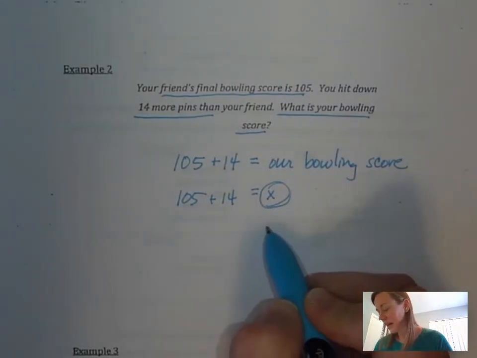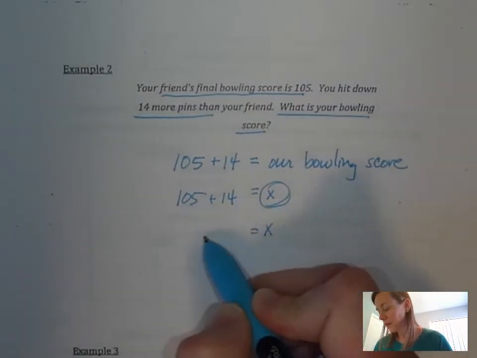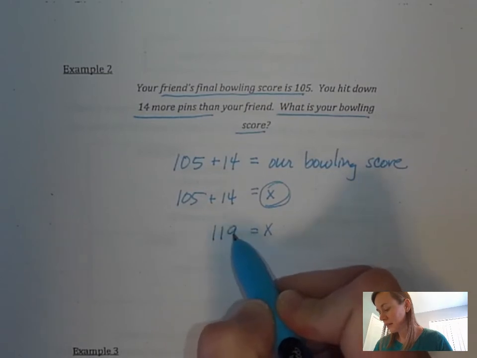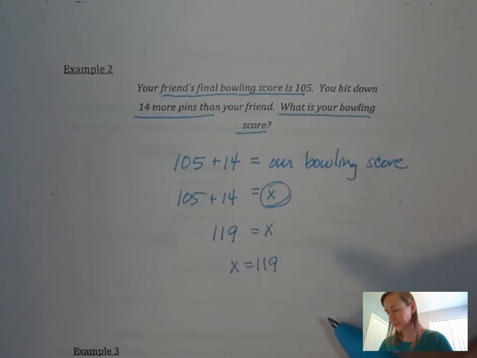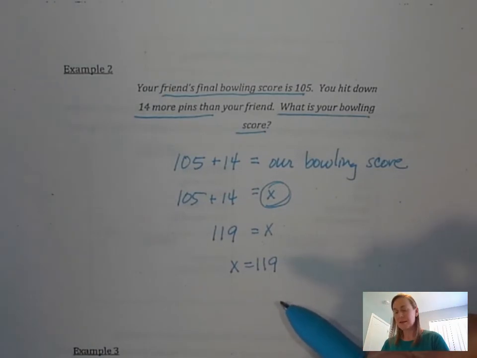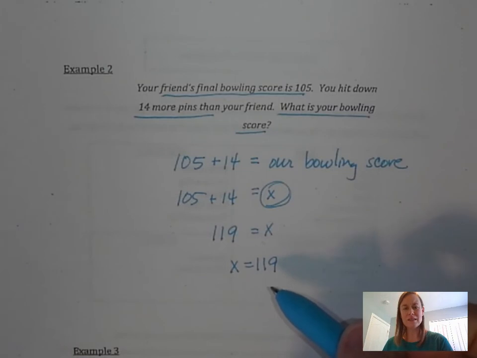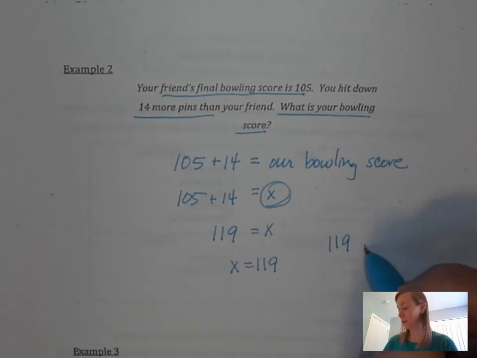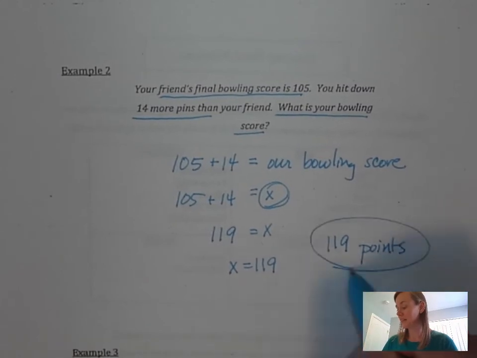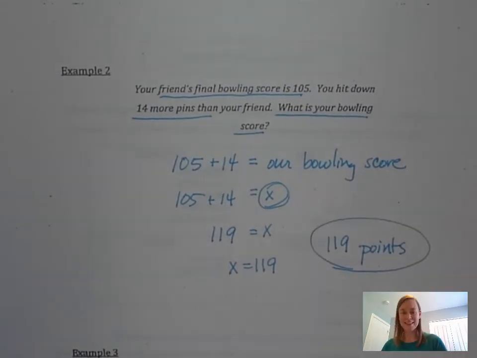It looks like x is going to equal 119. And if you want to, you can write it this way around. It doesn't matter to me. And now we just need units. Bowling score, I guess, I don't know, 119 points. I don't bowl, maybe you guys do. But I'm just going to assume we would call that 119 points. And we'll put it like that.